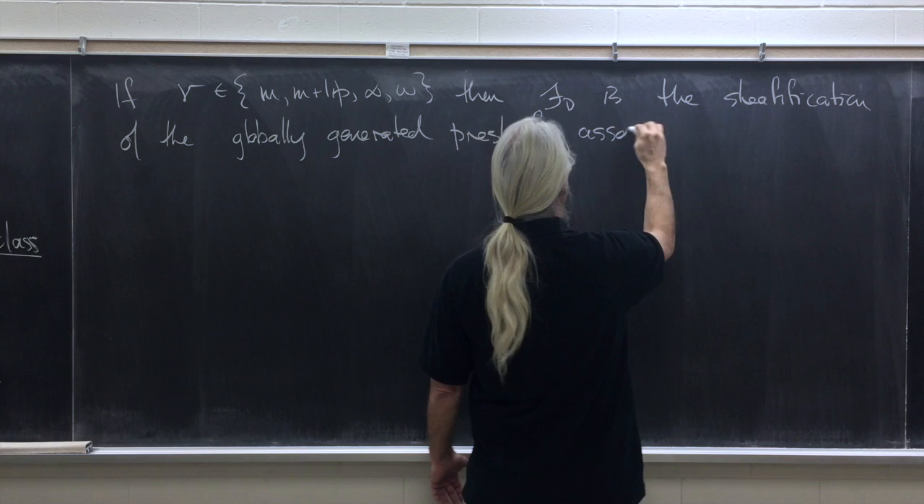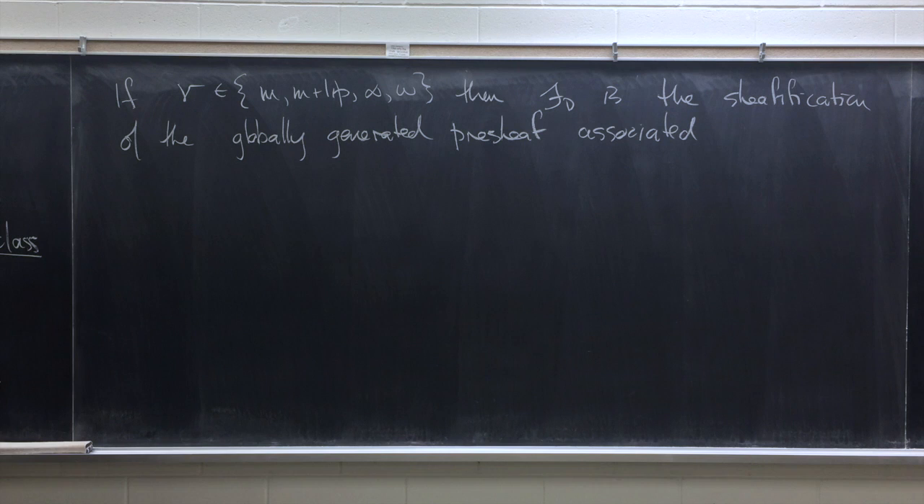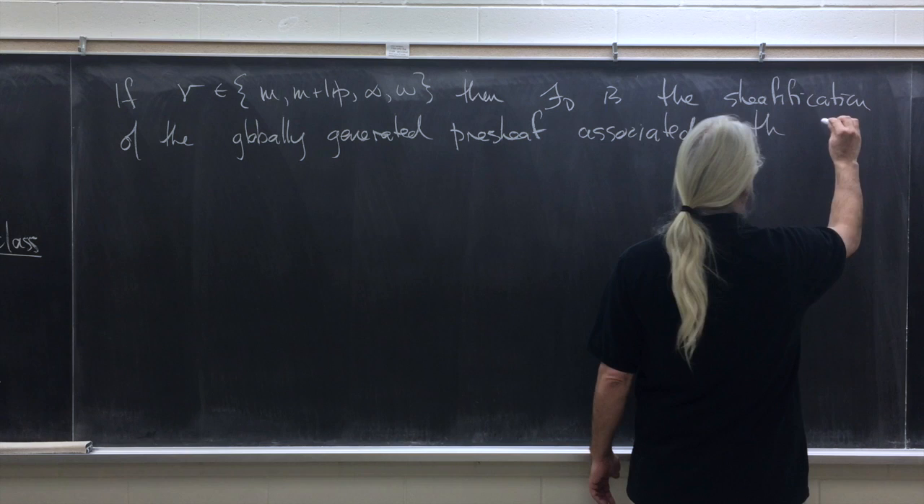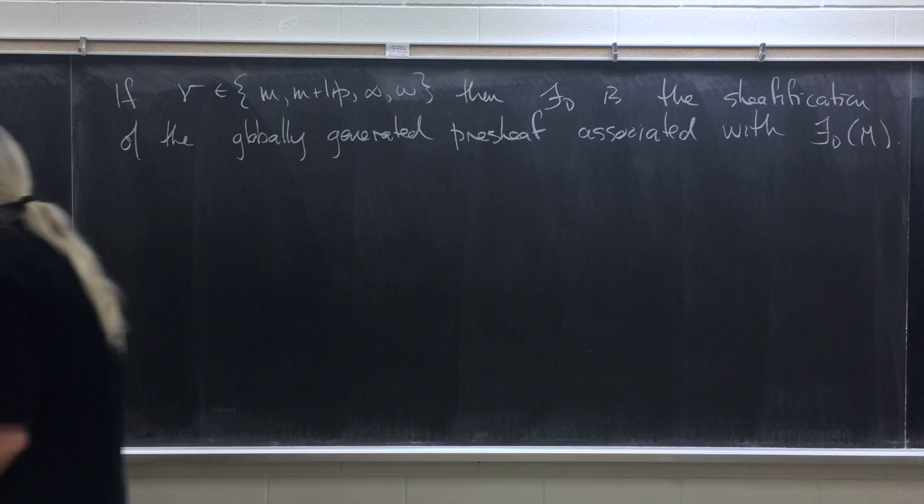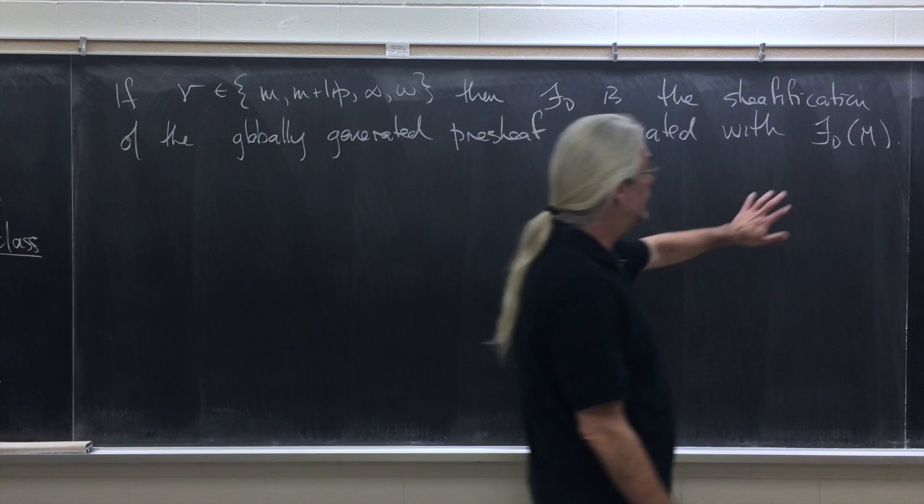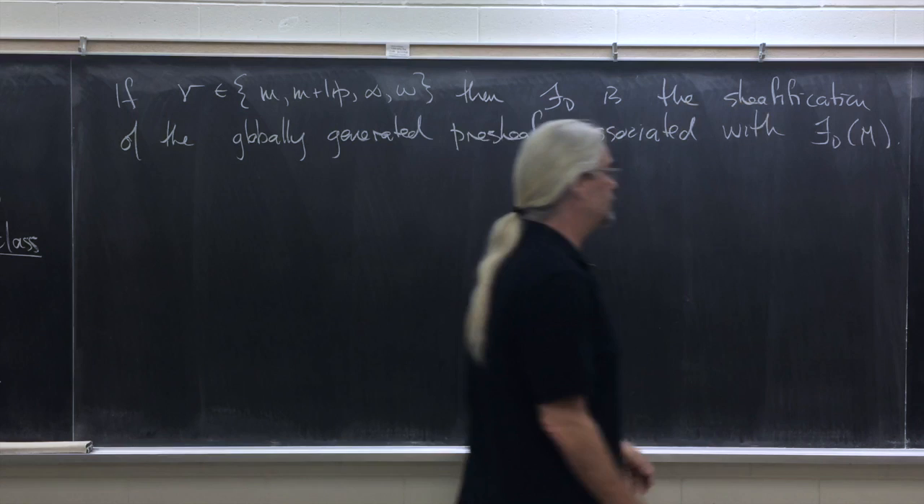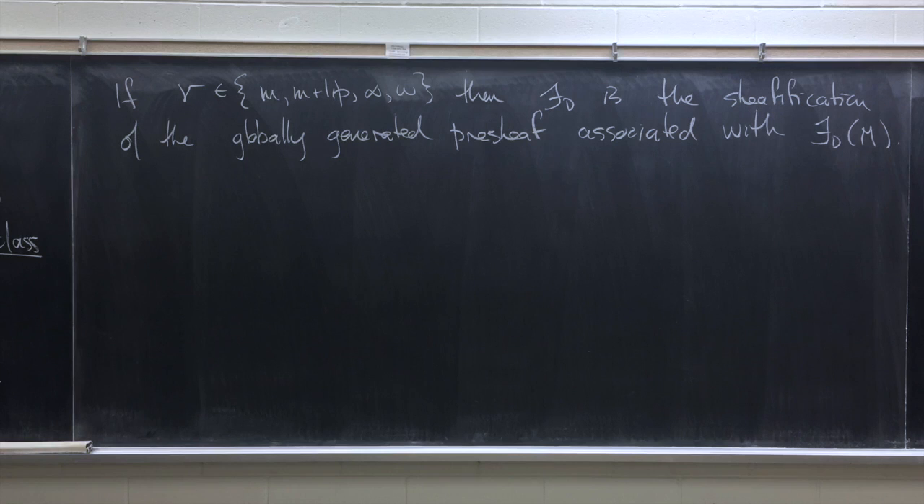A globally generated pre-sheaf, remember, is one whose vector fields on the neighborhood U are just restrictions of globally defined vector fields. The set of globally defined vector fields here is just the set of all vector fields on the manifold taking values in the distribution. This is a thing that is often studied. If you talk about a distribution, very often you talk about the set of vector fields taking values in the distribution. It's slightly different from FD, because FD is a pre-sheaf, in fact a sheaf, and that's a set of vector fields. But nonetheless, this guy is the sheafification of that one.